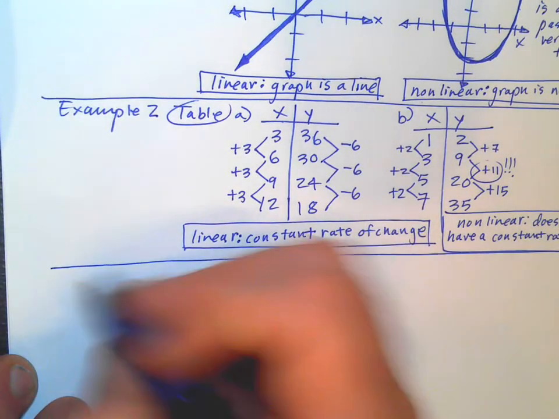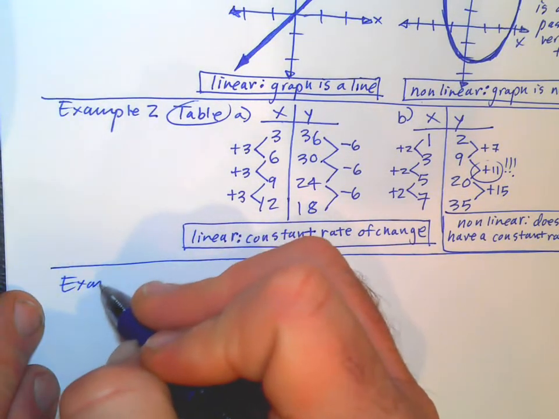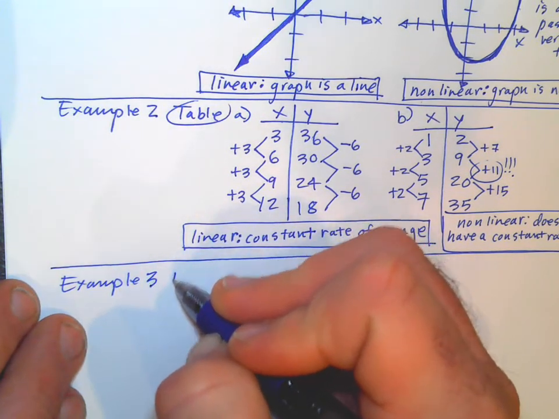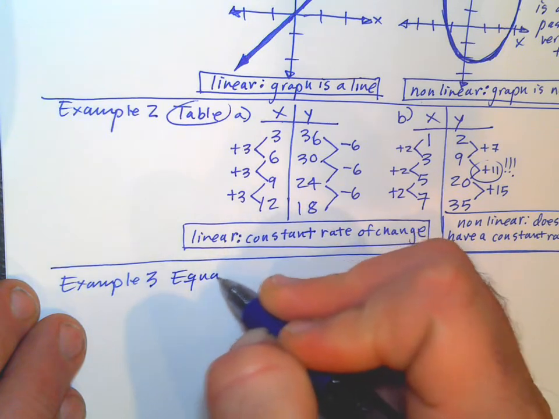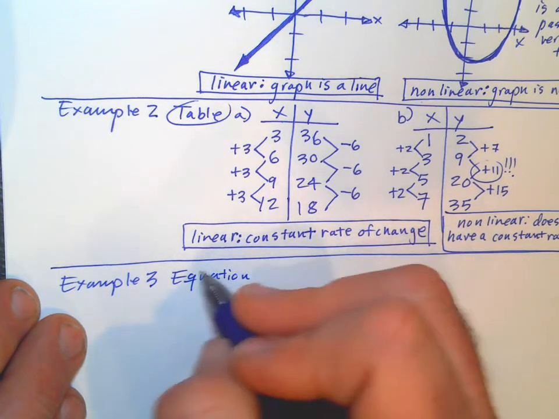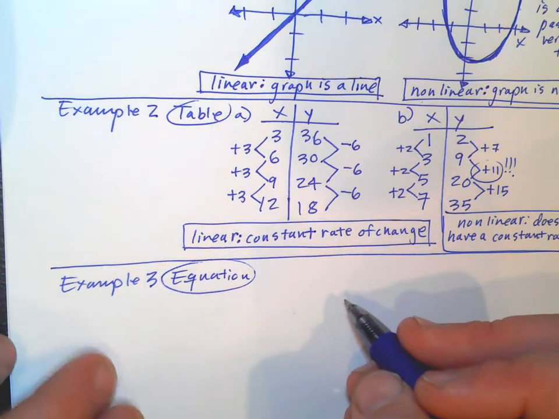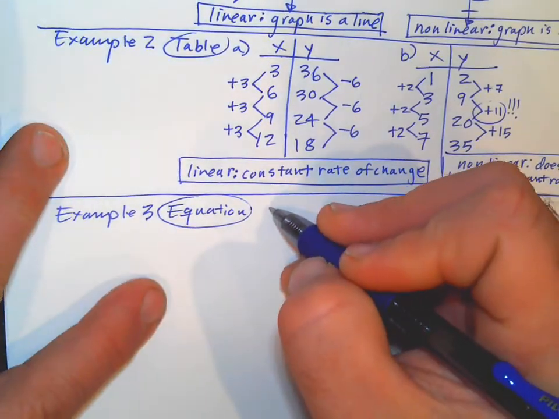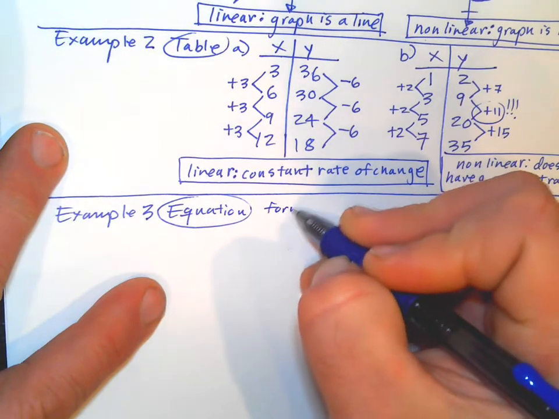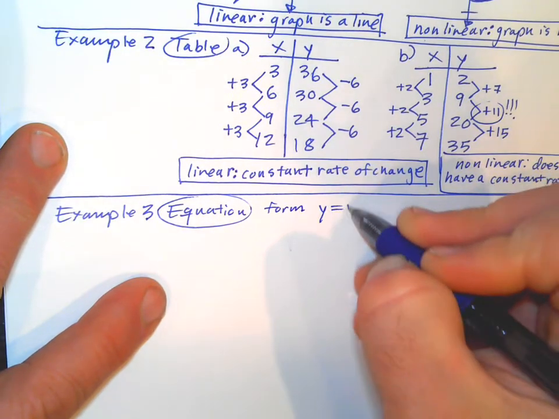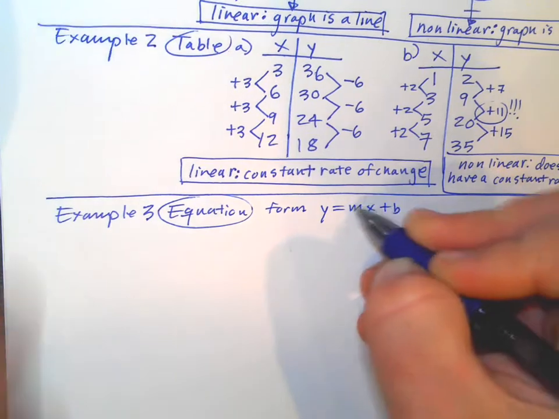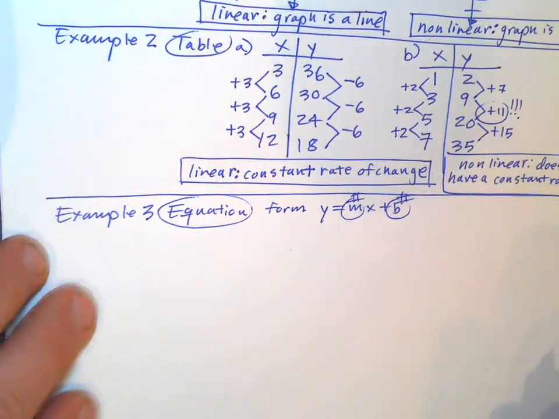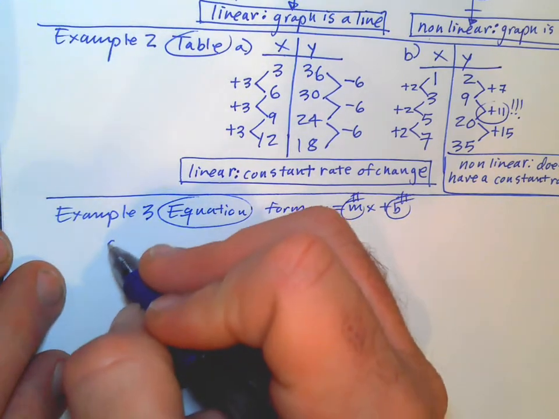All right. Third way, example 3 is going to be equations. So instead of a picture, instead of a table, you might be given an equation. Now the equations, I already mentioned up there, need to be able to be written in the form y equals mx plus b, where m and b are going to be numbers, constants, okay? So I'm going to write a few examples here.